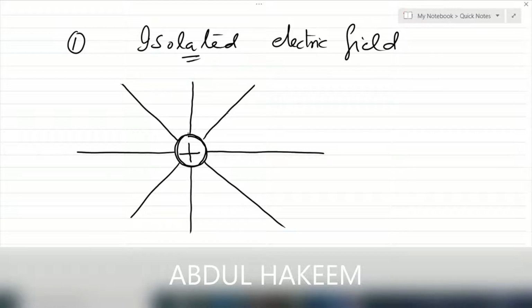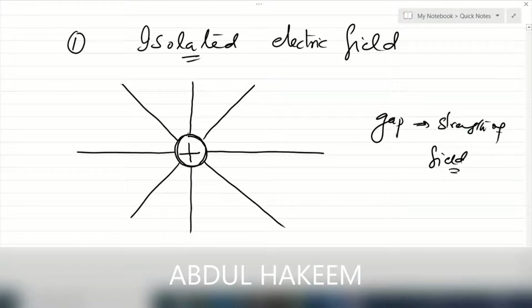Now the gap between the two lines is representing the strength of field. Smaller the gap between the two lines, stronger the field, and greater the gap mean weak field. So this field is weak and this field is strong. So away from the charge, the gap is increasing. So away from the charge particle, electric field is decreasing.